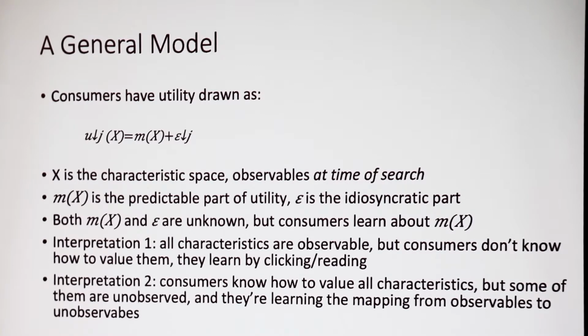We're going to have a model in which there's a characteristic space, denoted capital X here. Utility for product j is going to depend on the predictable part of utility, m(x), plus an idiosyncratic term, epsilon_ij. The m(x) function is unknown and the epsilon is unknown. So at the time of search, I don't know what the payoff I'm going to get from products are. But over time, I can learn what this function is. There's some mapping from characteristics to payoffs that I can learn over time.